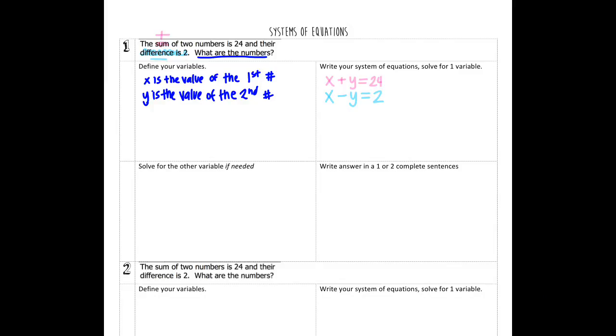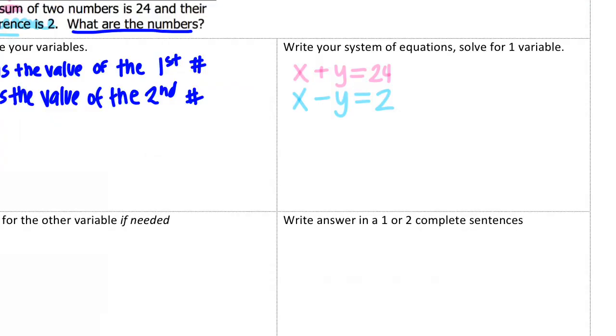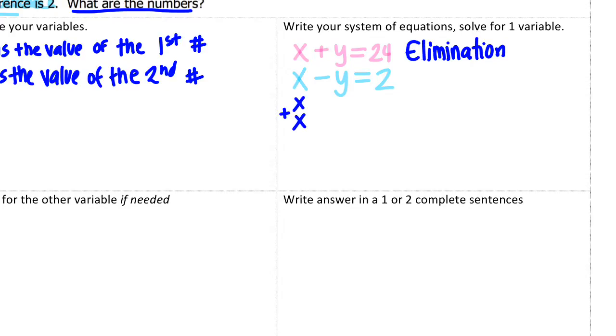Okay, so this is actually set up in what we call elimination method because it's lined up perfectly. So we would use elimination method. Okay, so I can see that the y's are opposite. So if I add everything, these two are going to cancel out. So I can have x plus x equals 2x. I can have y plus a negative y equals 0y.